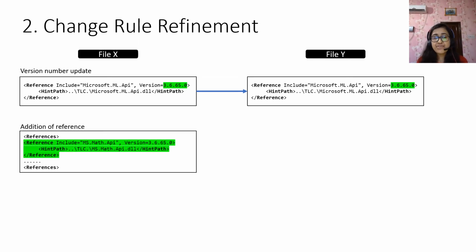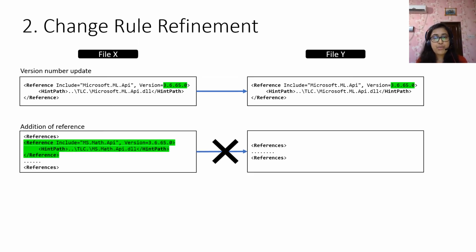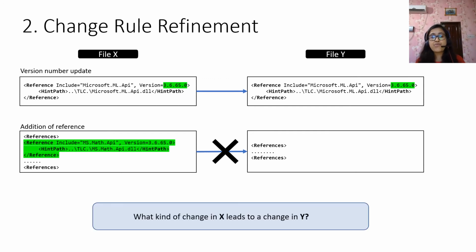But when there was a reference added in file X, there was no change in file Y. So basically, this means that file X and Y are correlated for version updates, but not on addition of references. And each such correlation was different for different file pairs. For every file pair, we wanted to understand what kind of change in X leads to a change in file Y.